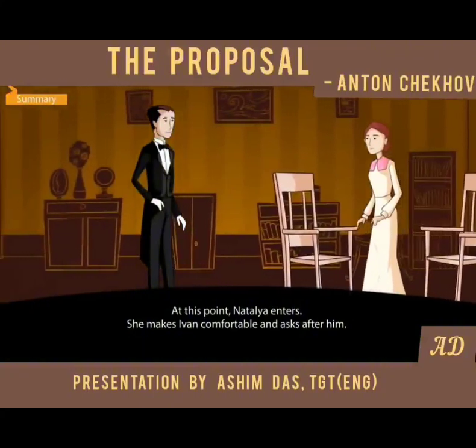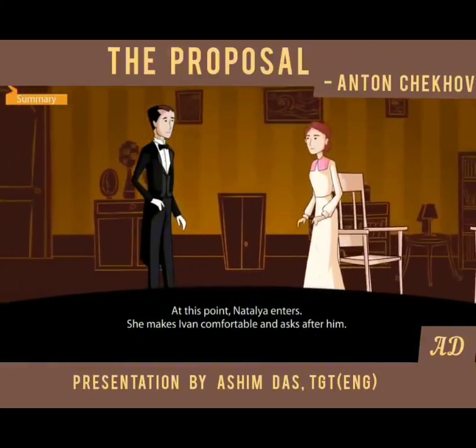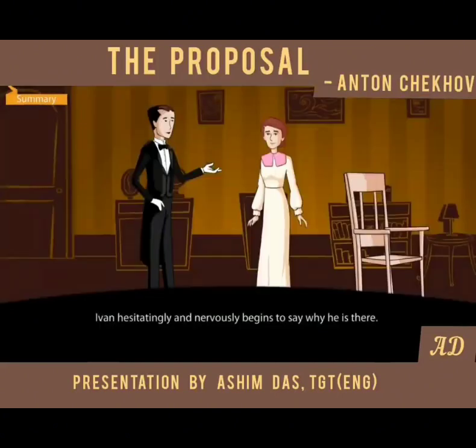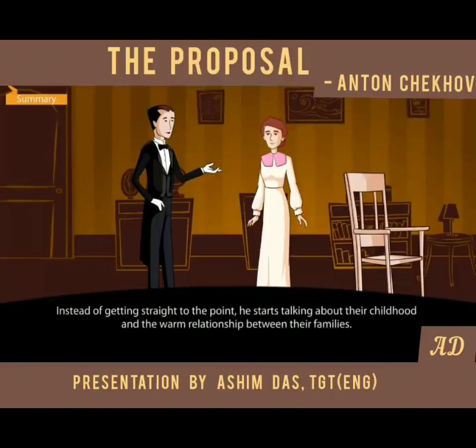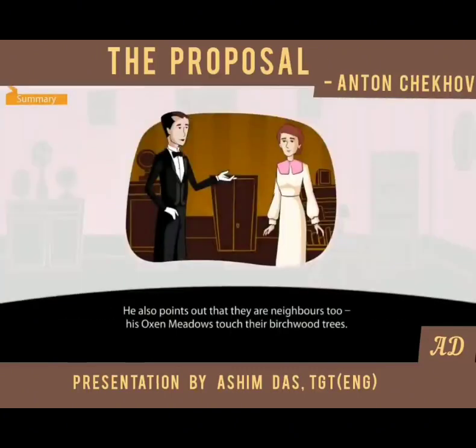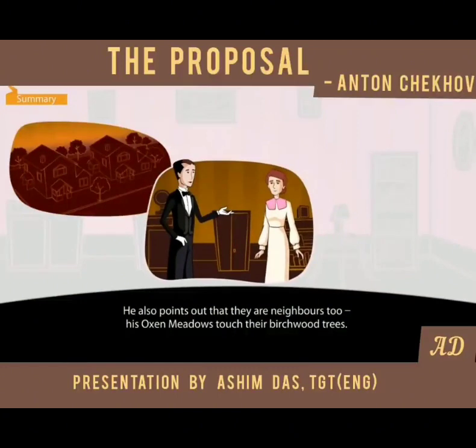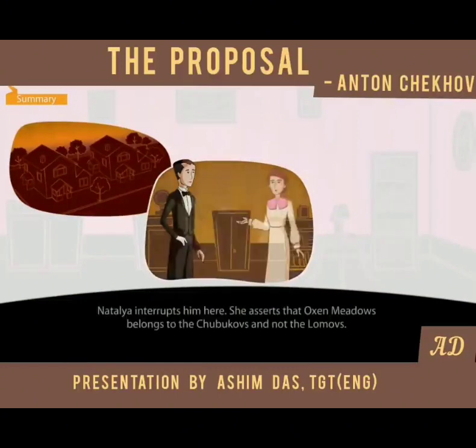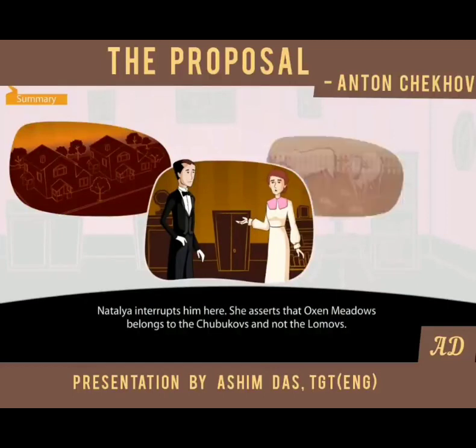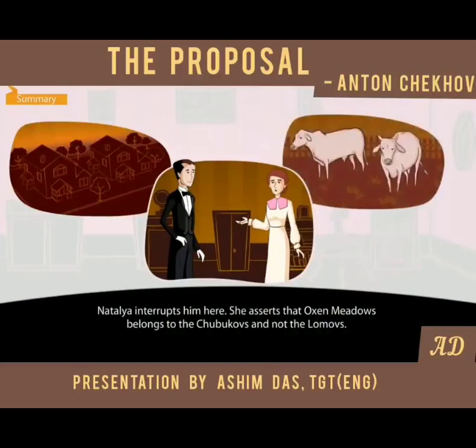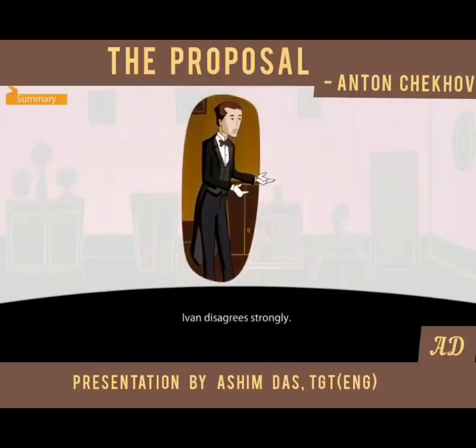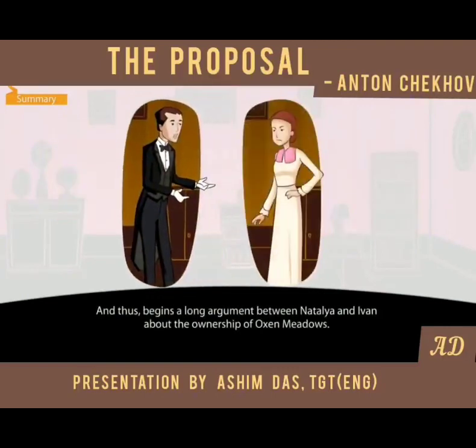At this point, Natalia enters. She makes Ivan comfortable and asks after him. Ivan hesitatingly and nervously begins to say why he is there. Instead of getting straight to the point, he starts talking about their childhood and the warm relationship between their families. He also points out that they are neighbors too. His oxen meadows touch their birchwood trees. Natalia interrupts him here. She asserts that oxen meadows belong to the Chubukovs and not the Lomovs. Ivan disagrees strongly and thus begins a long argument between Natalia and Ivan about the ownership of oxen meadows.